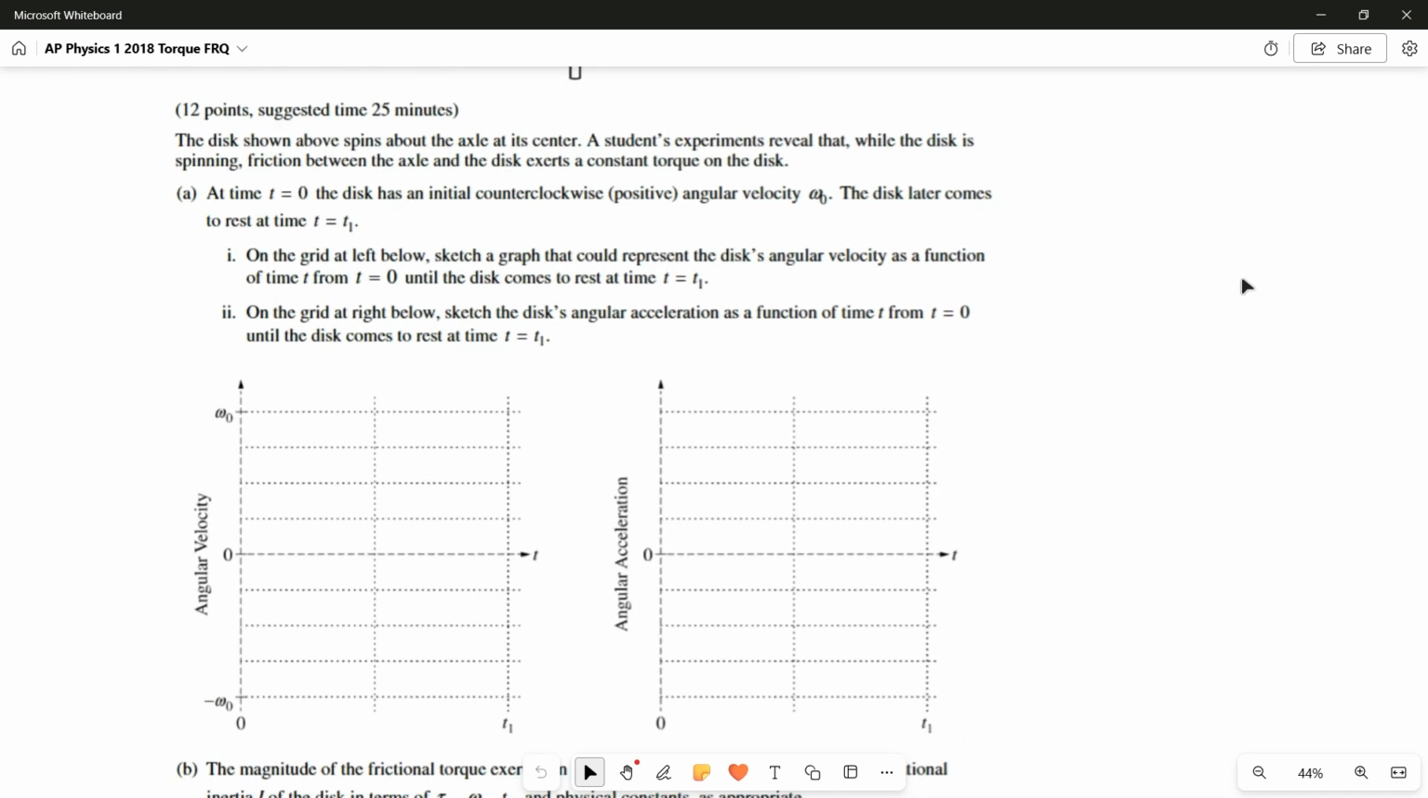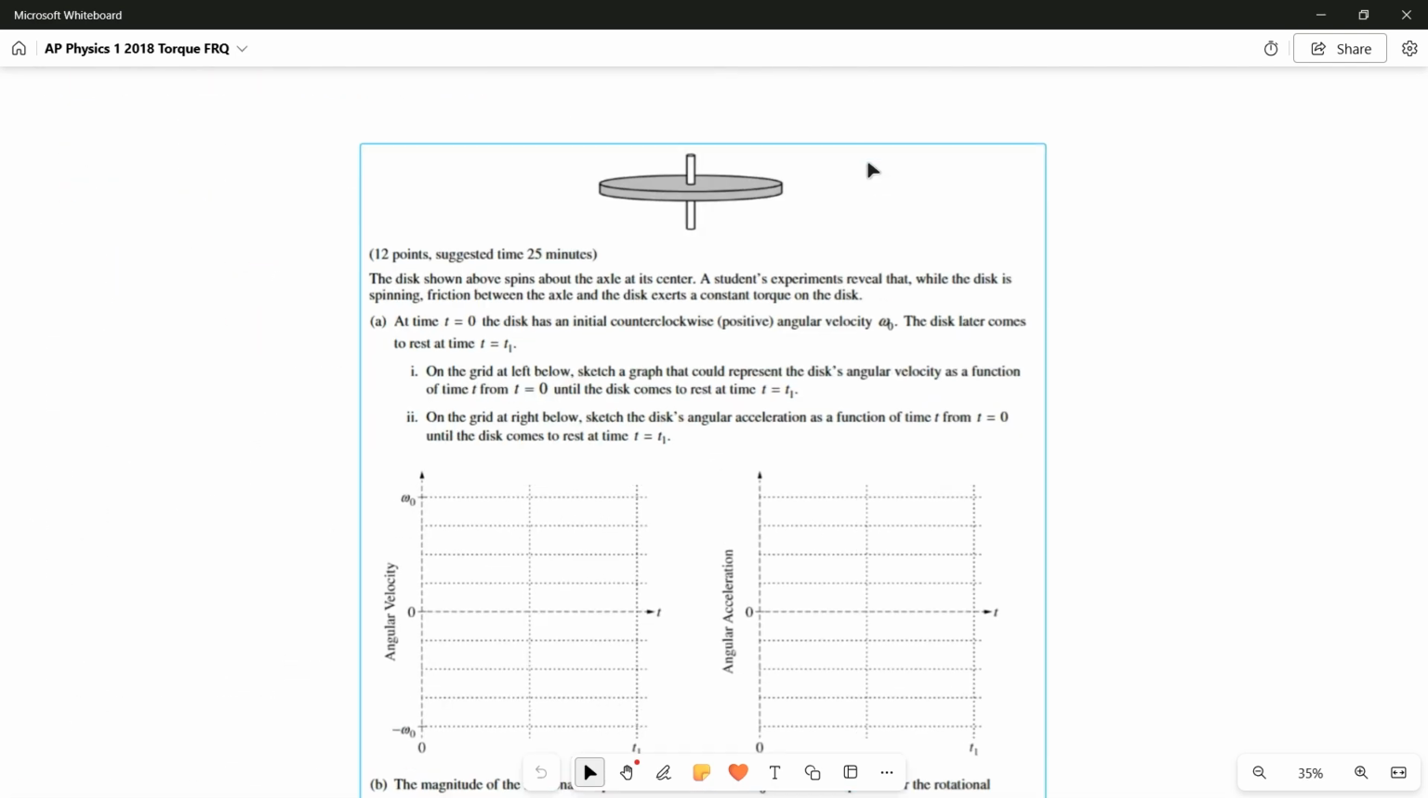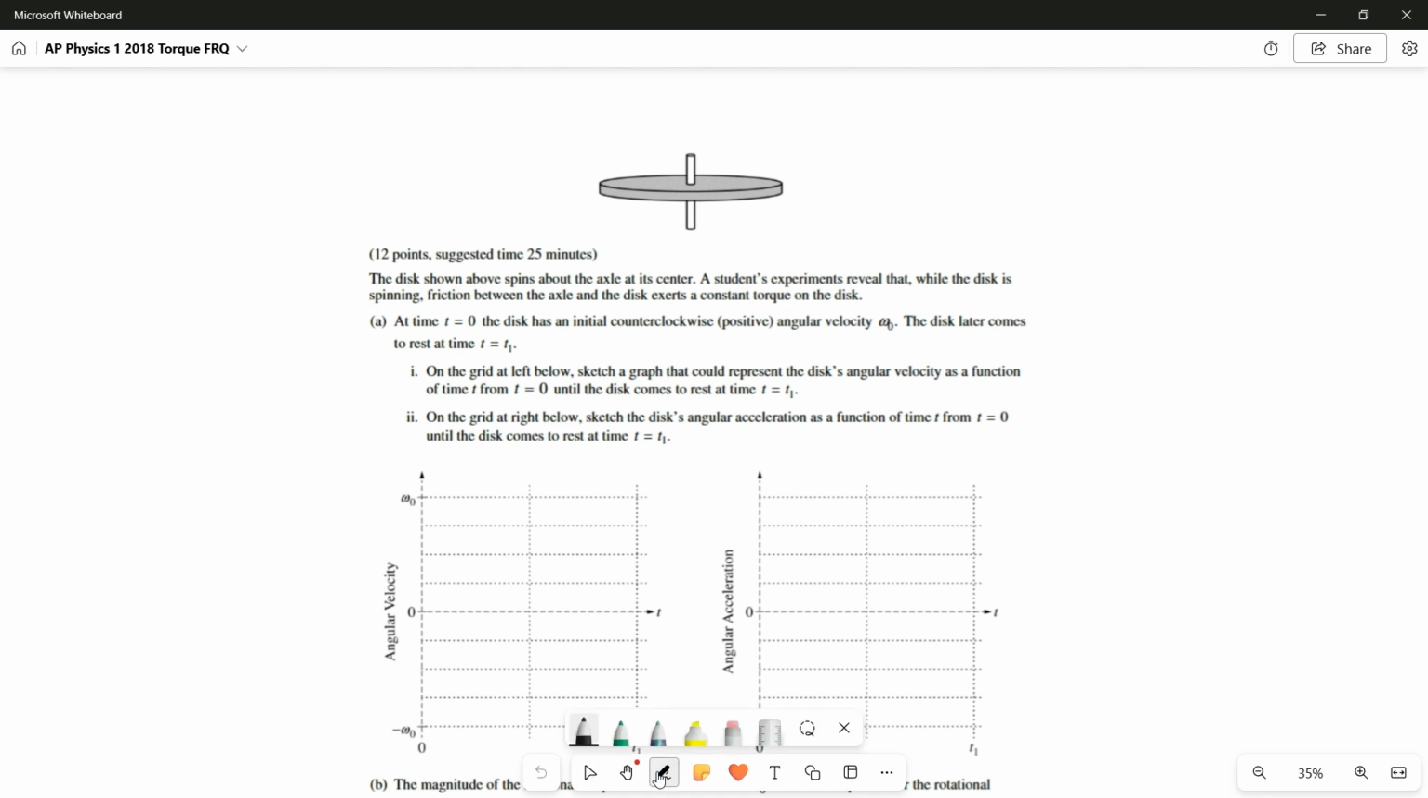So we're probably going to have to do this problem once again in chronological order. Okay, so let's start from the very start. We are supposed to draw an angular velocity with respect to time graph and an angular acceleration with respect to time graph for the disk. And we know that there is a constant torque exerted on the disk. So that means that there's going to be a constant angular acceleration that opposes the angular velocity. And we're given that the disk eventually comes to rest at time t equals t1. So right at this point here.